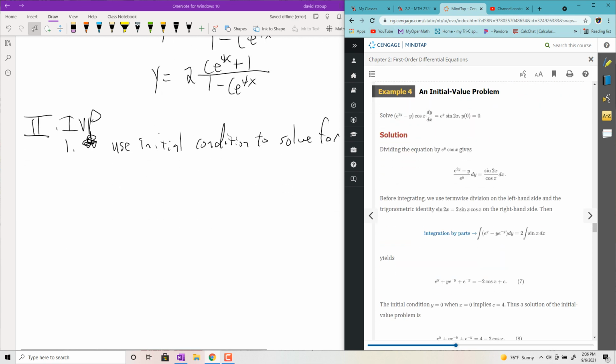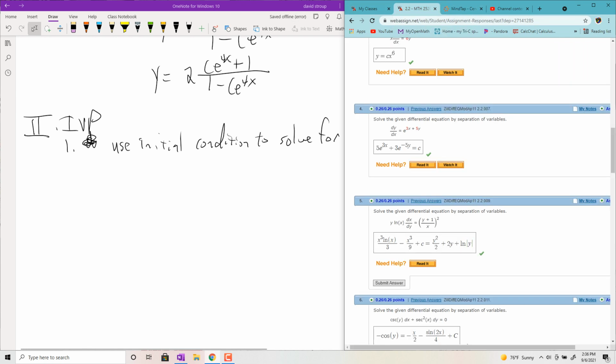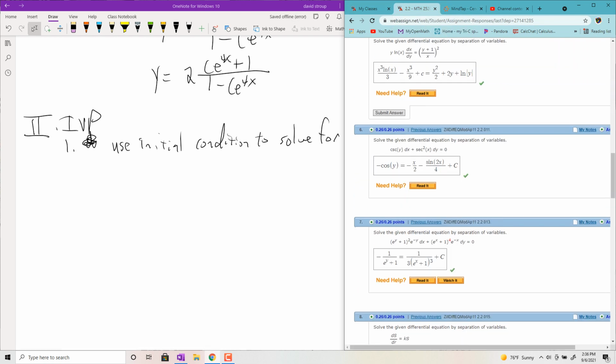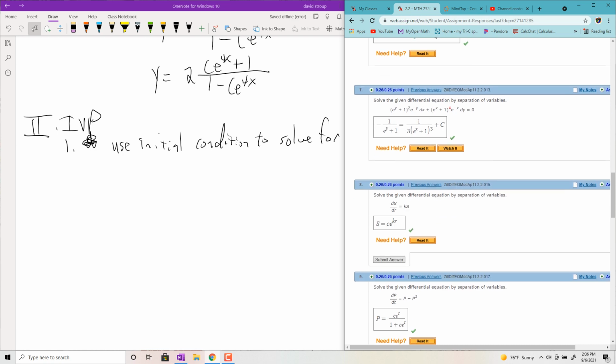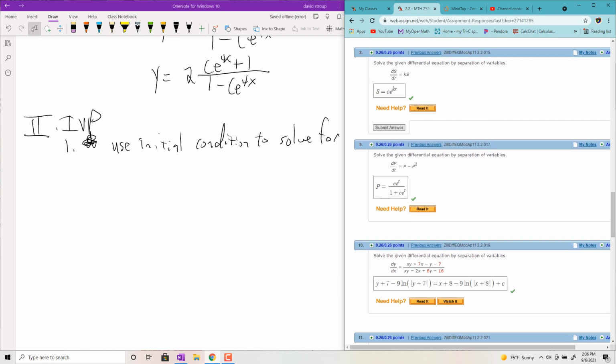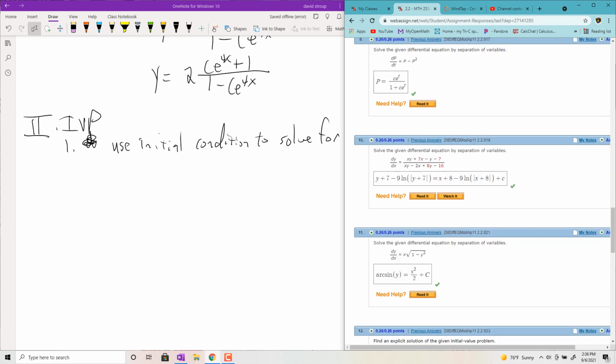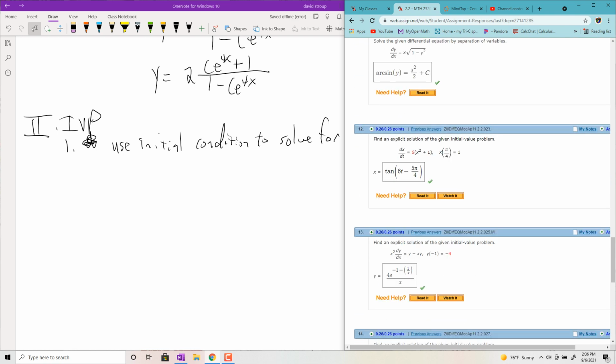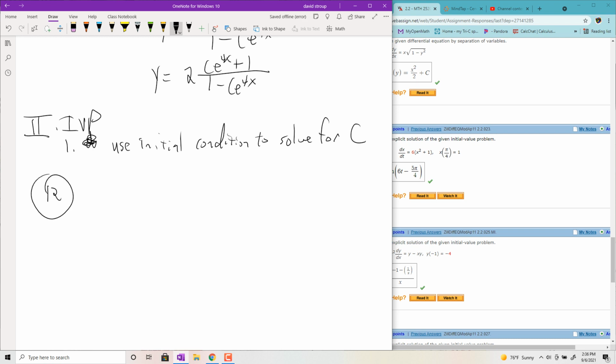Let's look at a different one from the homework, preferably where they give us an initial condition. Here's one. Number 12. I have dx over dt equals 6 times x squared plus 1, and the initial condition x of pi over 4 equals 1.